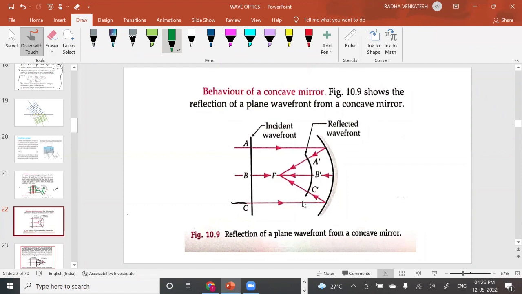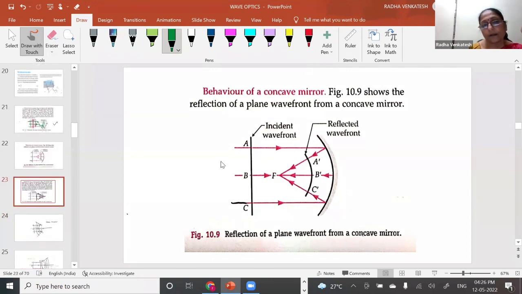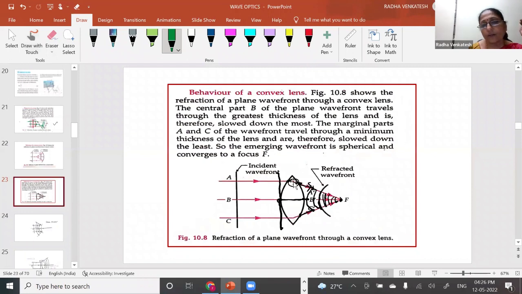The reflected wavefront is a spherical wavefront. So a plane wavefront becomes a spherical wavefront after reflection from a concave mirror. Similarly, this would have been given to you. This is all textbook examples which are given. You should extrapolate it to the other devices that you know.